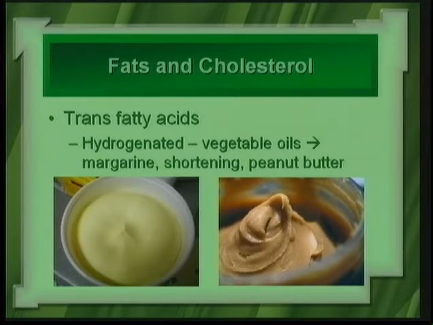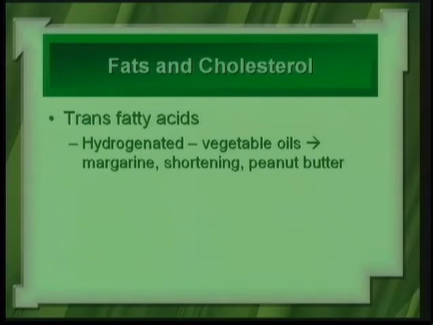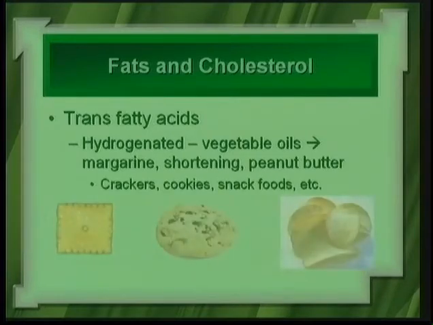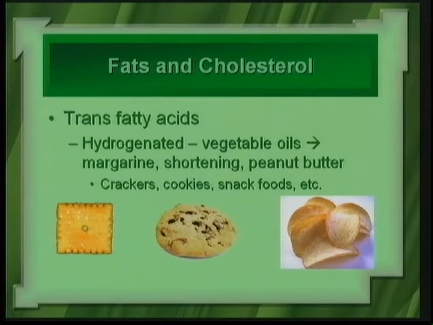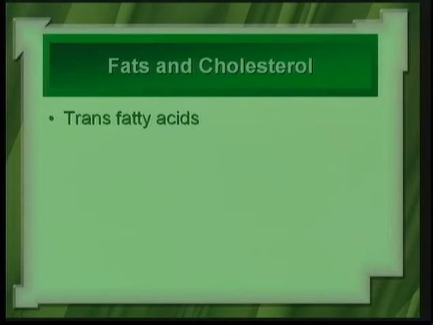Now, what we call hydrogenated are different kinds of vegetable oils that result in margarine, shortening, and peanut butter. Because peanut butter, what is it? Peanut oil. You actually make this substance, and what they'll do is hydrogenate these different kinds of vegetable oils to make this kind of trans fat. You can find them also in crackers and other snack foods such as potato chips and cookies. Very tasty. We humans love them.